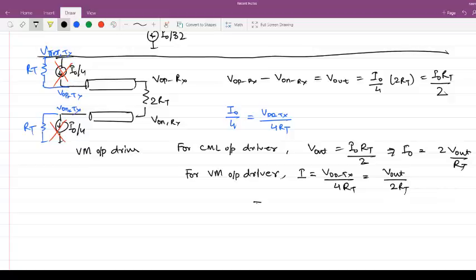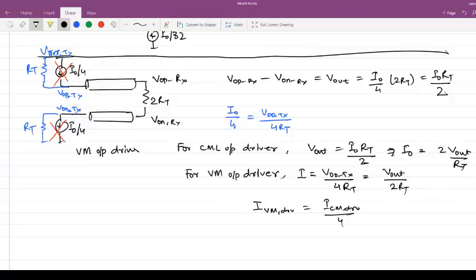So actually for the same output swing, I of the voltage mode output driver is equal to I of the current mode output driver divided by 4. This is normally the starting point, or motivation, behind going for the voltage mode output driver: your current consumption is 1/4 of the current consumption in the CML output driver.